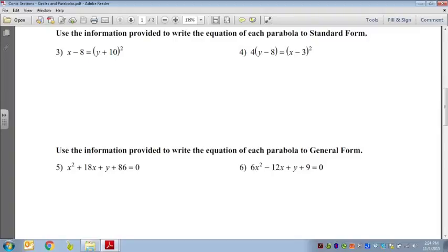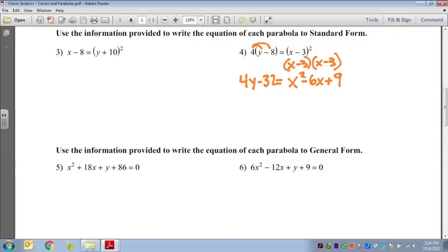Okay? So number 4, first thing I need to do is recognize this. So I'm going to split this into two different parentheses, x minus 3, x minus 3. And you can FOIL it out, and hopefully you're going to get x squared minus 6x plus 9. On this side, you're going to distribute the 4, and you're going to get 4y minus 32.